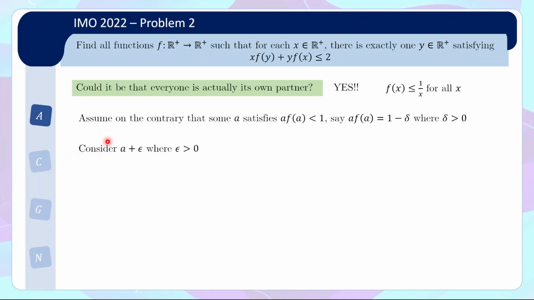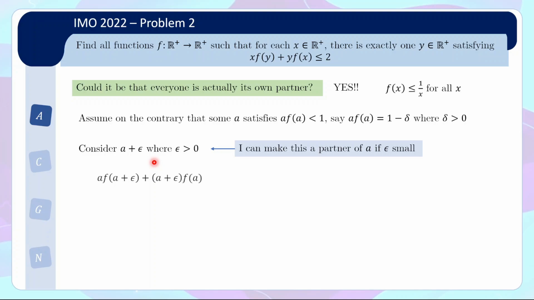So let's consider a plus epsilon, where epsilon is bigger than 0. And what I will show is that I can make this a plus epsilon into a partner of a if epsilon is small enough. And of course, this gives a contradiction because a is already a partner of a, but then a plus epsilon is another partner of a, which is contradicting the question. Okay, so let us examine what is af(a plus epsilon), and (a plus epsilon)f(a).